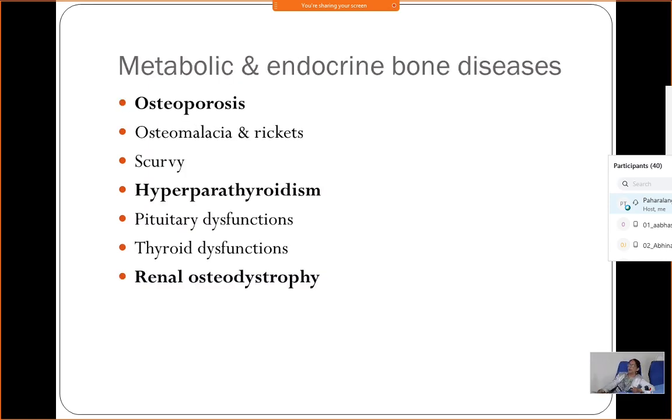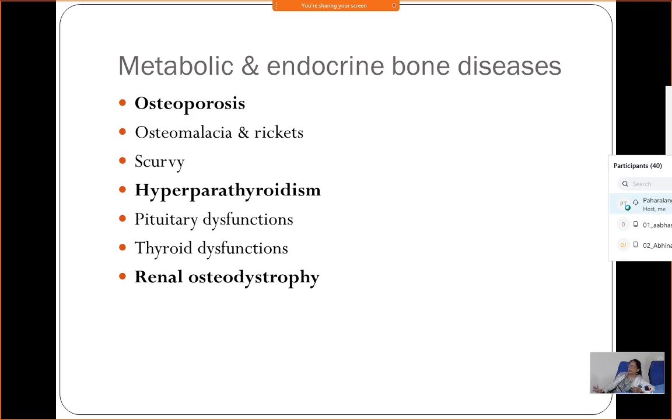Now the next important thing is the metabolic and endocrine bone diseases. The metabolism of bone requires calcium, phosphates, hormones like parathormone, and vitamin D, and also vitamin C. A defect in any of these metabolic factors can result in certain diseases. The most important ones I am going to discuss are osteoporosis, hyperparathyroidism and renal osteodystrophy.